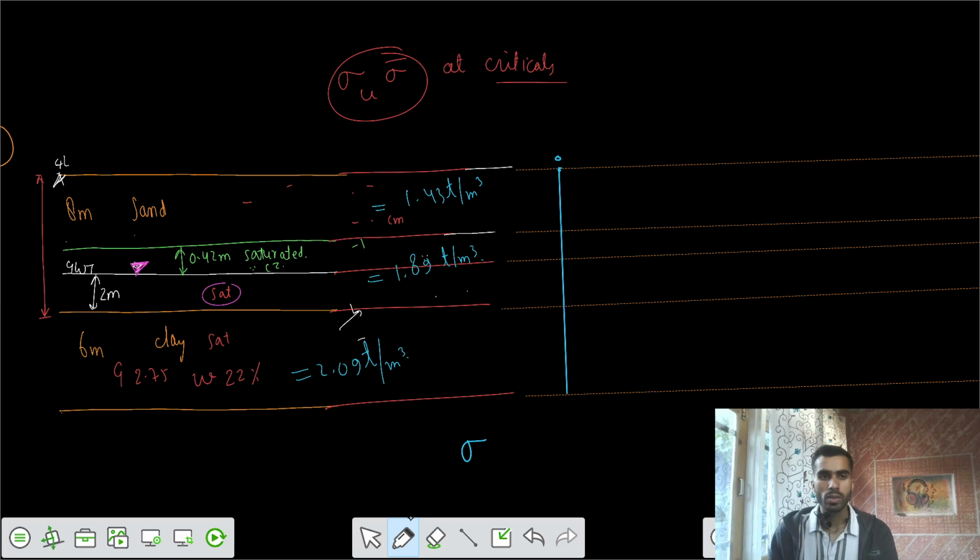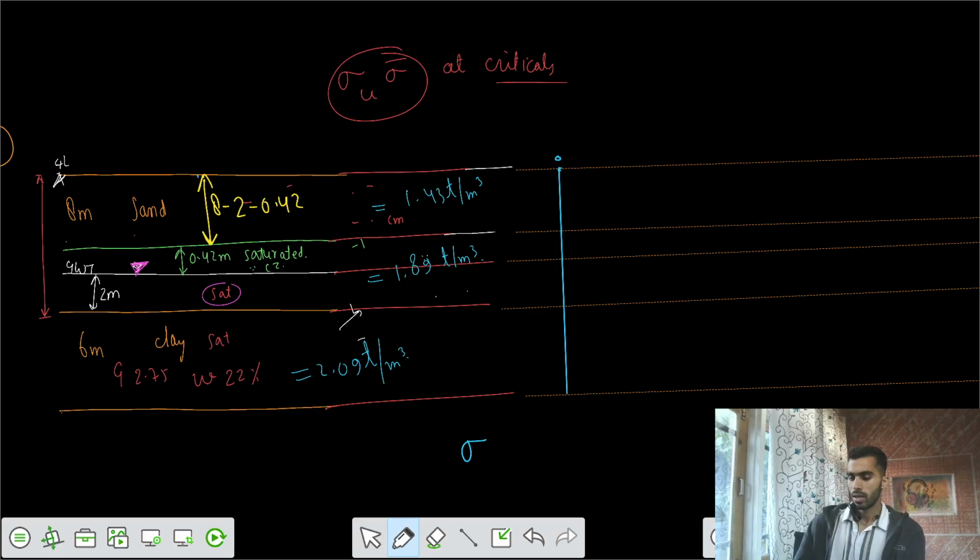And what about the stress at this location? Can you tell me what is the value of this height? Is that 8 minus 2 meters minus 0.42 meters? Can we say that? Total height of the sand layer is 8 meters, and when you subtract 2 meters, and one more, 0.42, because of the capillary zone, finally you are left with 5.58. This is your 5.58 meters.